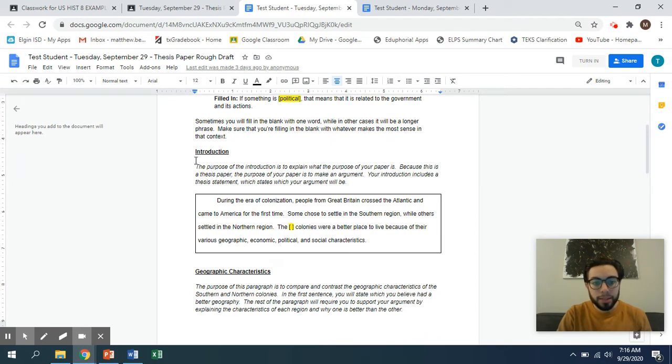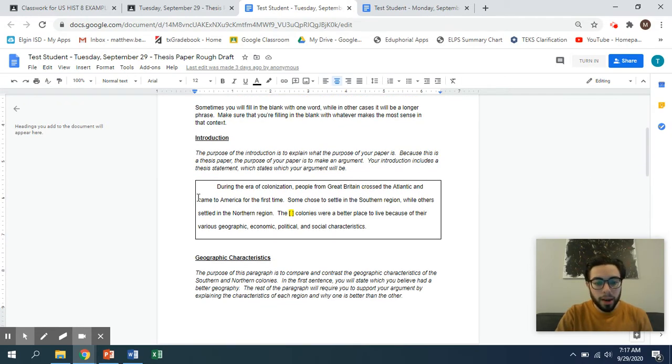Let's look at the introduction, for example. So the purpose of the introduction is to explain what the purpose of your paper is. Because this is a thesis paper, the purpose of your paper is to make an argument. Your introduction includes a thesis statement, which states what your argument will be. So you can see that I've already written a lot of this for you. Because this is the very first thesis paper that we're writing in this class, I really just want you to understand what it is that you're doing and the formatting of it, right? And making sure that you know how to organize your information, essentially.